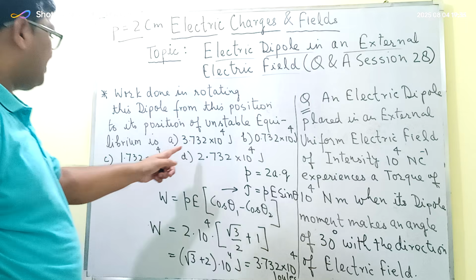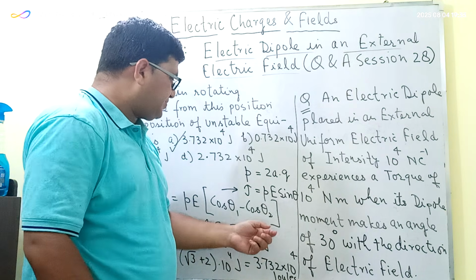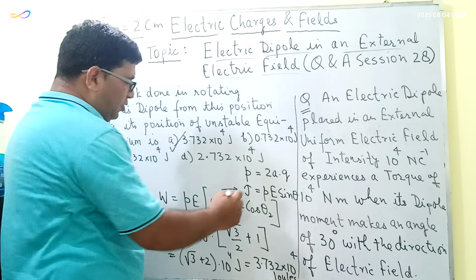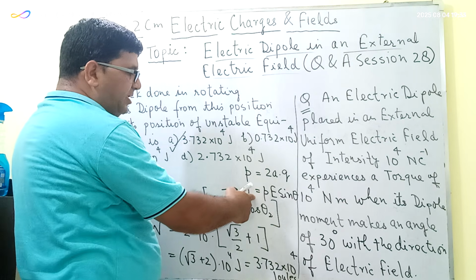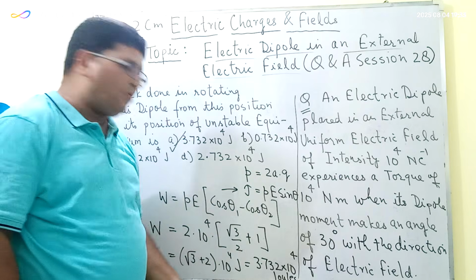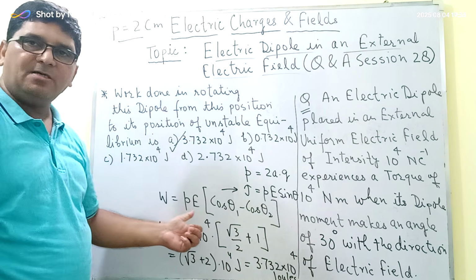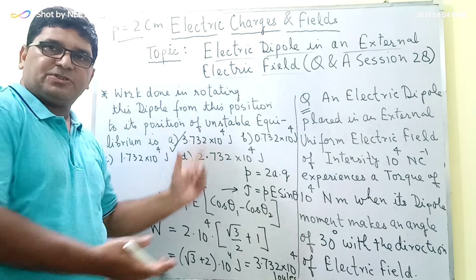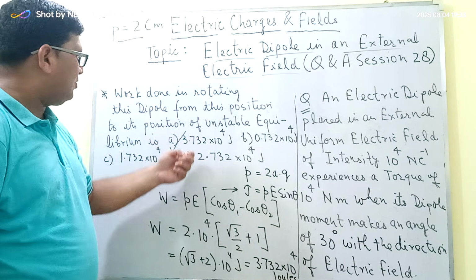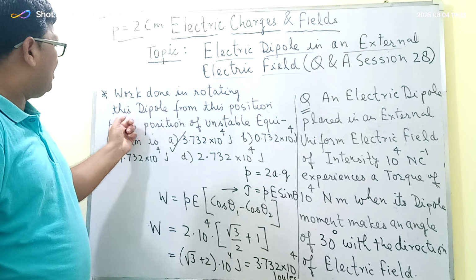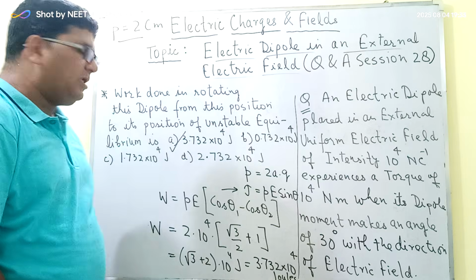So the correct answer here is option A. In this question we have utilized two important formulas pertaining to the torque which is acting on a dipole when it is placed in a uniform external electric field, and the work done in rotating the dipole from one position to another. By using these two important formulas, we have been able to find the amount of work done in rotating this dipole from its initial position to the position of unstable equilibrium.